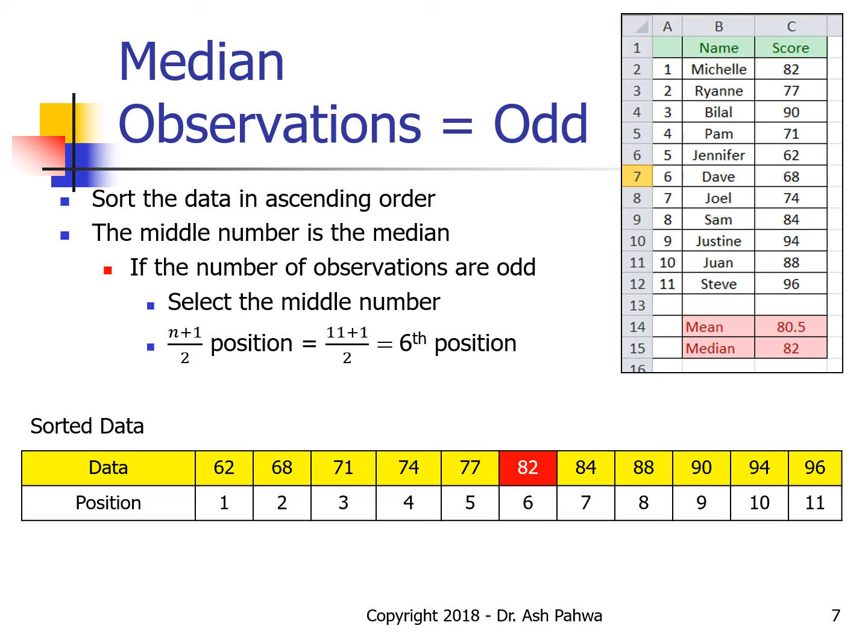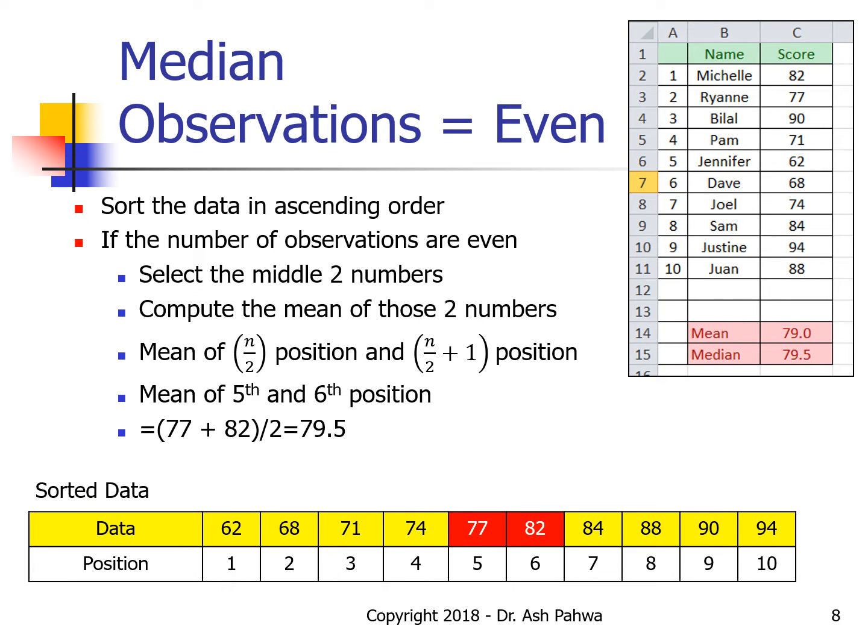The middle number is going to be at the (n plus 1) over 2 position. Since n in this case is 11, 11 plus 1 is 12 and 12 divided by 2 is 6. So the 6th position number is 82. This then is the median of this particular data set.